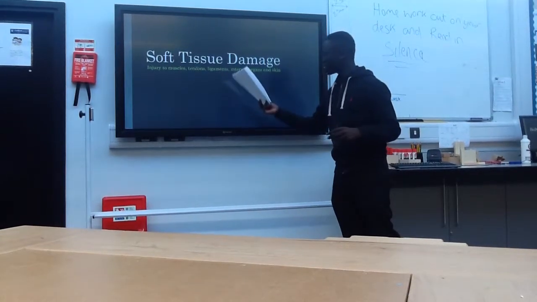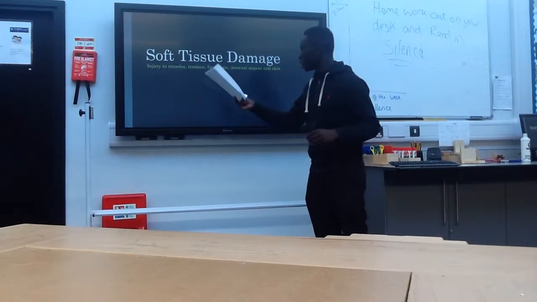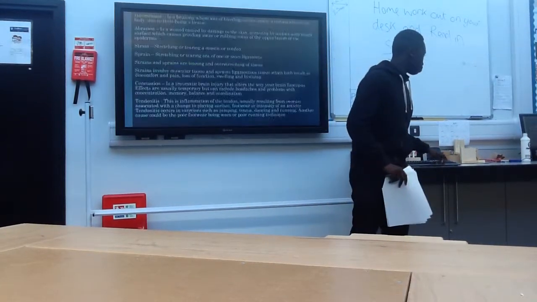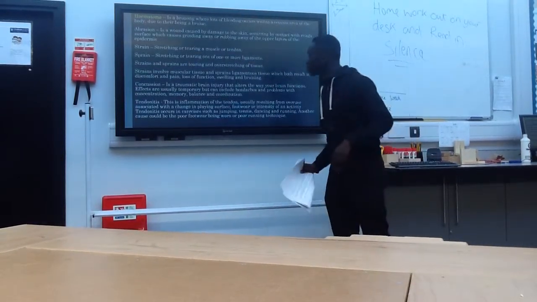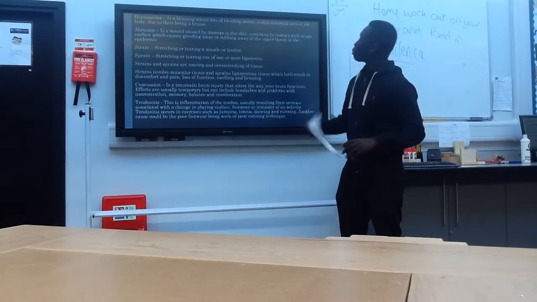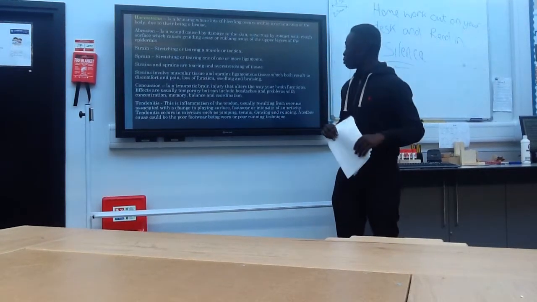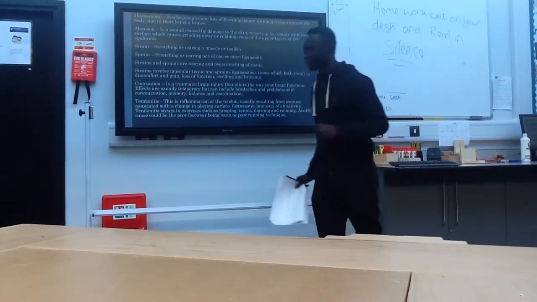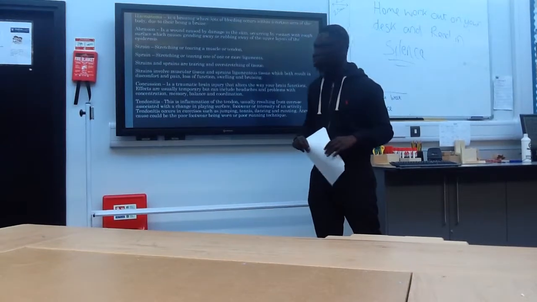Soft tissue damage. Injury to the muscles, tendons, ligaments, internal organs and skin. Hematoma is a bruising where there is a lot of bleeding within a certain area of the body due to there being a bruise. I'm sure many of us might have had this in our life.